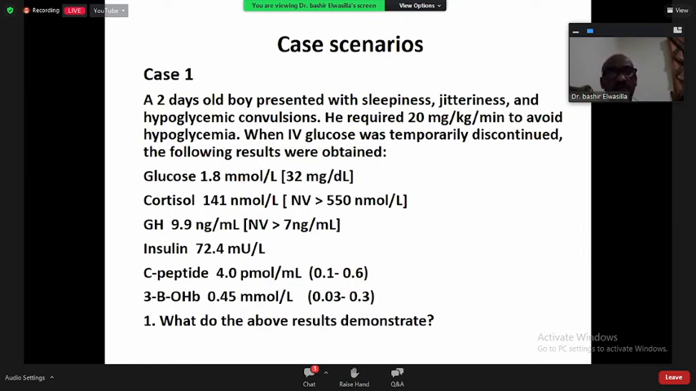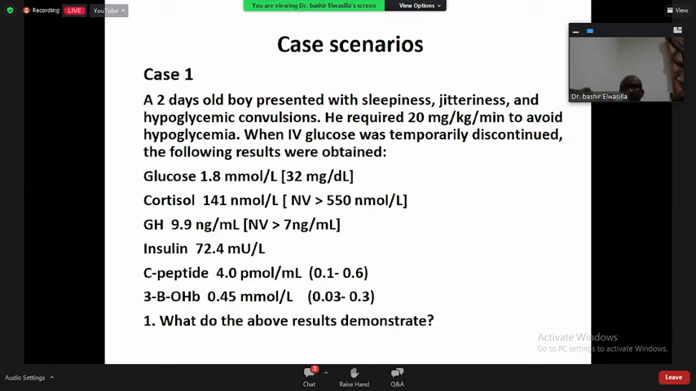Glucose 1.8 millimole per liter, that means 32 milligrams per deciliter. Cortisol 141 nanomole per liter; the normal value is more than 550. Growth hormone is 9.9; the normal value is more than 7 nanogram per ml. Insulin level is 72.4 millunit per liter. C-peptide level is 4, which is high according to the reference value. Beta-hydroxybutyrate is 0.45, which is within normal level. What do the above results demonstrate?